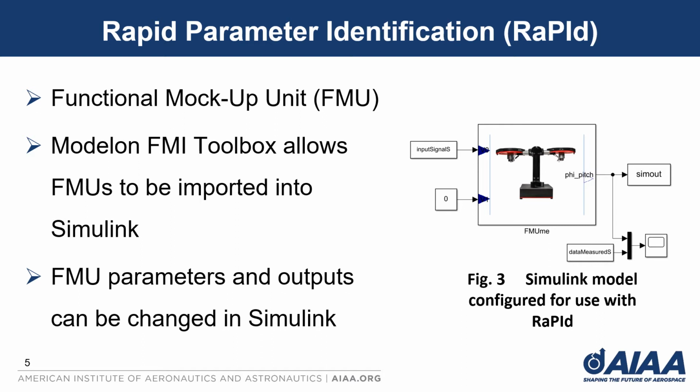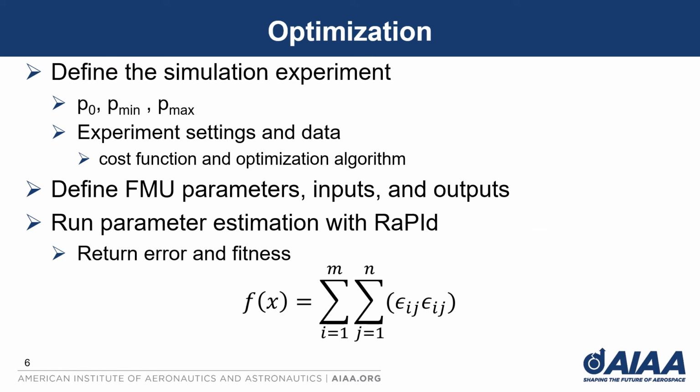The model on screen was developed in Simulink for use with RaPId. The FMU in the center contains the entire multi-domain model that we discussed previously. An input signal is provided to one of the model motors, and the resulting pitch angle output is compared to data measured from this physical system. So once a Simulink model that can be used with RaPId is established, the toolbox can iteratively determine an optimal set of parameters by minimizing the chosen cost function.